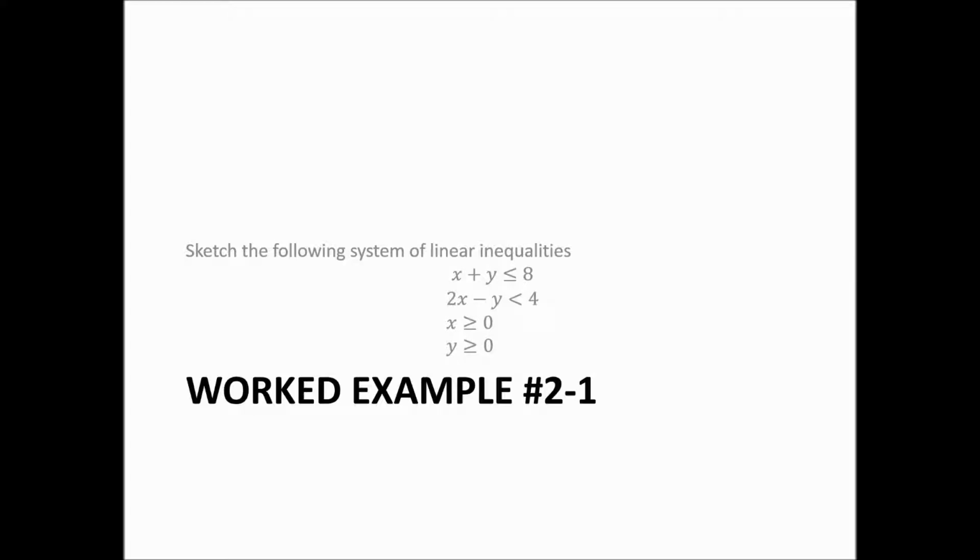So in this example here, we're sketching the following system of linear inequalities. I've got 4 of them. x + y ≤ 8, 2x − y < 4, x > 0, and y ≥ 0. I'll do it by hand, and then I'll show you how to do this on the CAS as well.